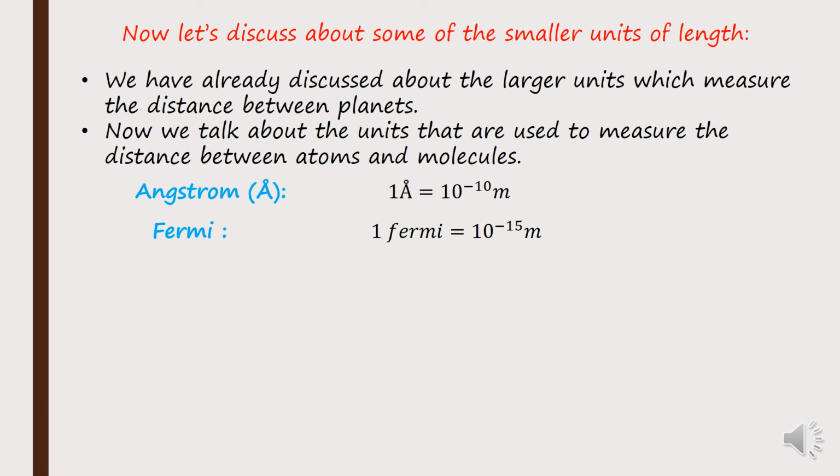It is denoted by the letter A with a circle on top. This is the symbol for Angstrom, and 1 Angstrom is equal to 10 to the power of minus 10 meters. This is something which you should remember. From this itself, we can see how small 1 Angstrom is. It is 10 to the power of 10 times smaller than a meter. Next is Fermi, and 1 Fermi is equal to 10 to the power of minus 15 meters.